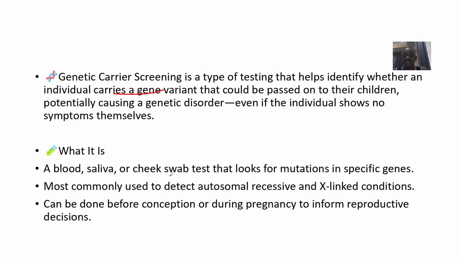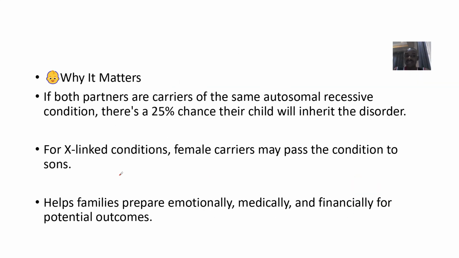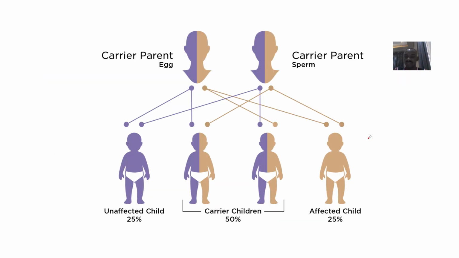So blood, saliva, and cheek swab can help you. They do one or two tests in the laboratories and can help you detect if somebody is a carrier of any genetic mutation. It is most commonly used to detect autosomal recessive and X-linked conditions, and can be done before conception or during pregnancy, just to inform reproductive decisions. Because this can help you advise couples. So why does it matter? If both parents are carriers, there's a 25% chance that you'll give birth to a baby that is affected. So please pause and observe this place.